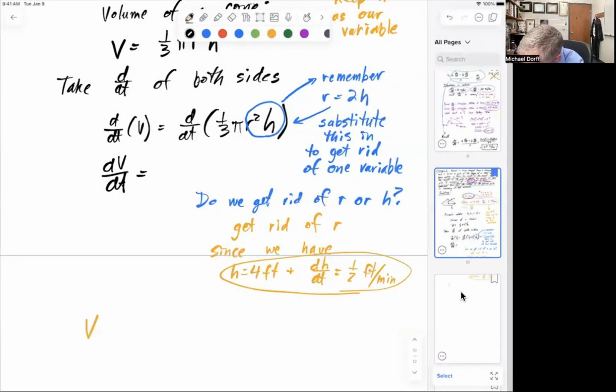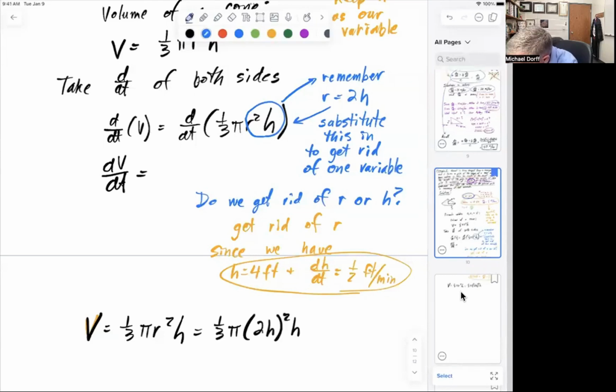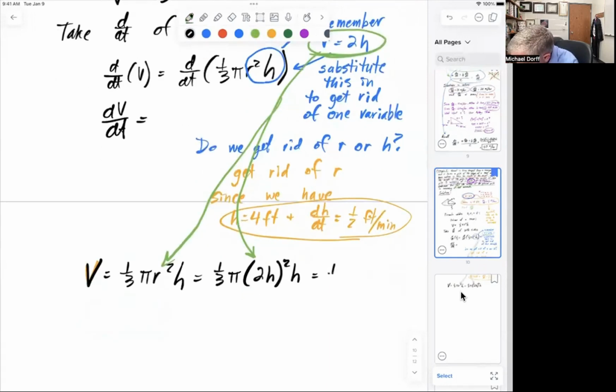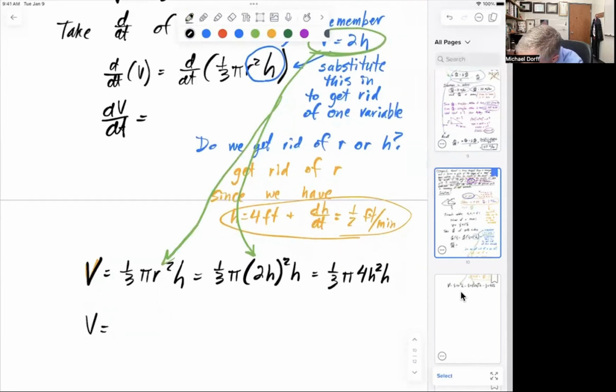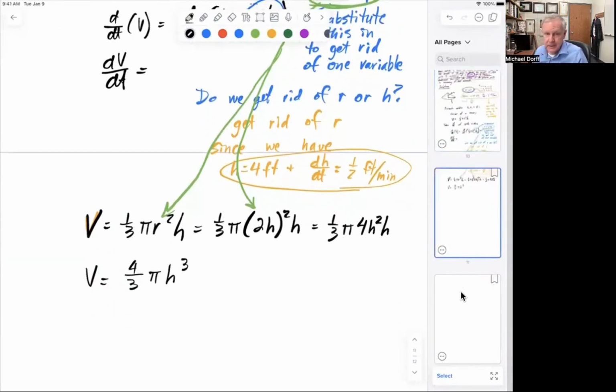The volume is 1/3 pi r squared h. So we want to substitute in what r is. r was 2h, and we put that in there. Again, that comes from here because r equals 2h. We're going to substitute that in here to get those parts. And so then I can write volume as 1/3 pi 4h squared h, for volume equals 4/3 pi h cubed. So now this is much better because we only have one variable and we have things in terms of h and dh/dt.